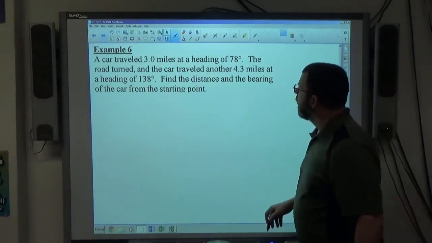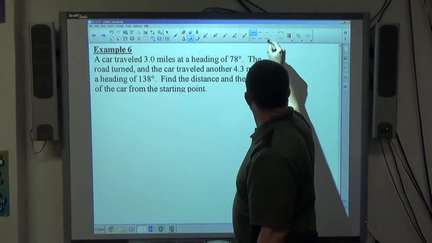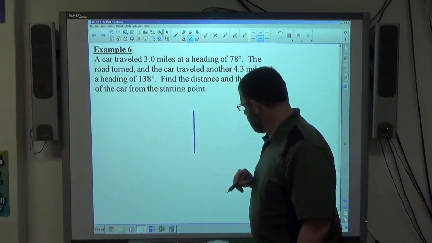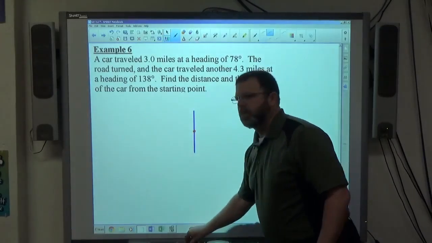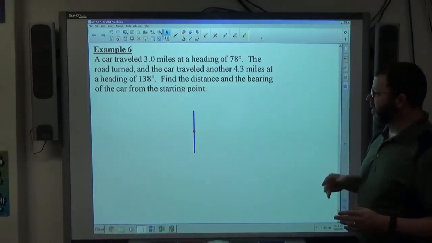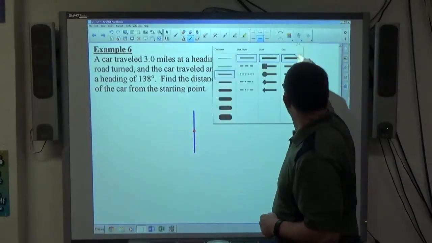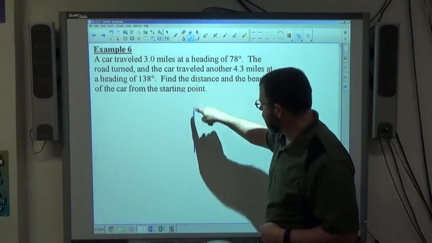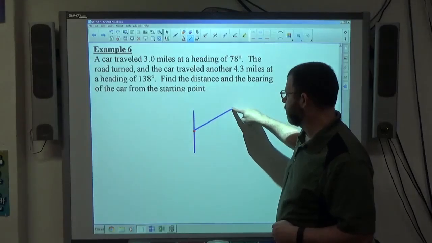So, if we're doing heading, we want to draw a north-south line and a starting point, let's just say right here, somewhere along that north-south starting line. And a heading of 78 degrees means that the car is going 78 degrees clockwise, starting at 0 up here. So straight up is 0, so 78 degrees means he's going this way for 3 miles.